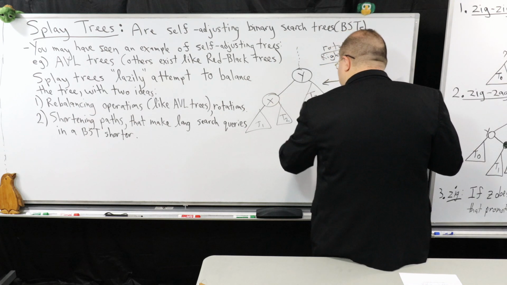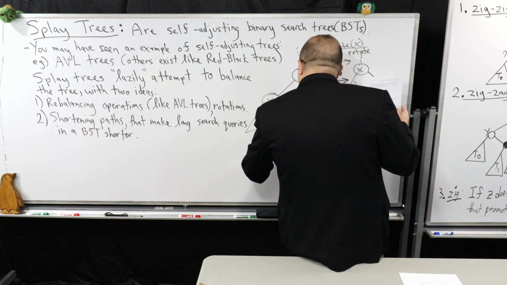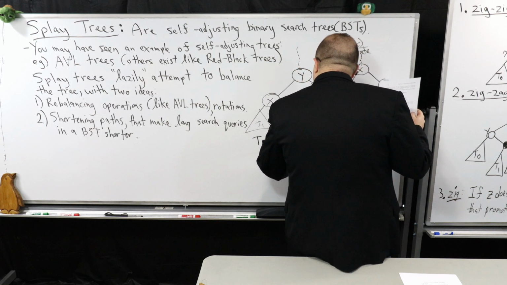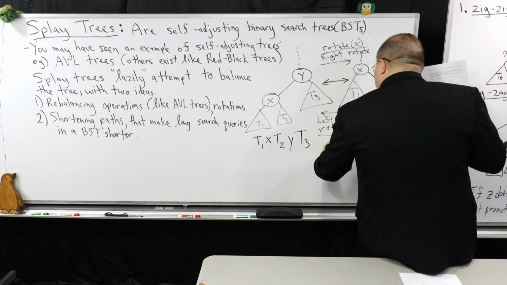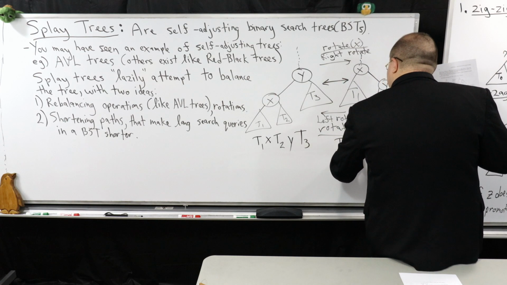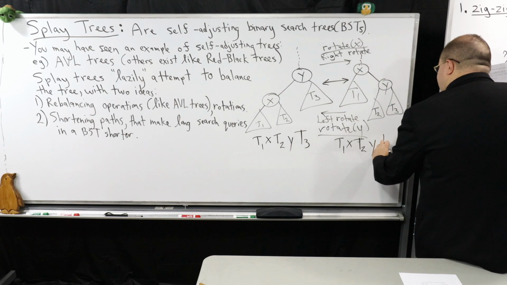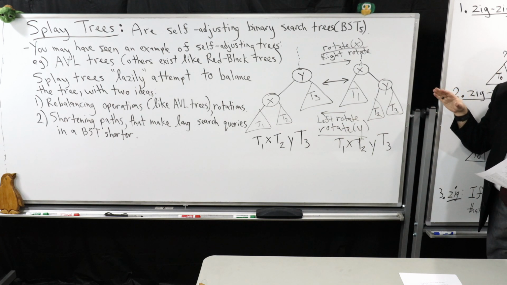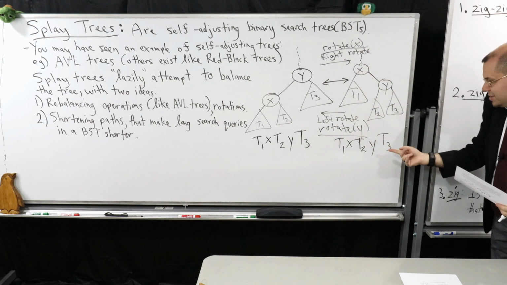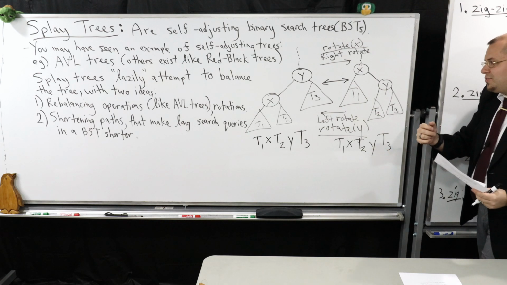Just in this example here, notice that I have T1, then X, then T2, then Y, and then T3. Notice that this has that ordering, and when I do the rotation, it's still T1, X, T2, Y, then T3 if I read it in order. So if I do an in-order traversal on this subtree, the order doesn't change. That's a very important reason why we use these rotations for the splay tree.